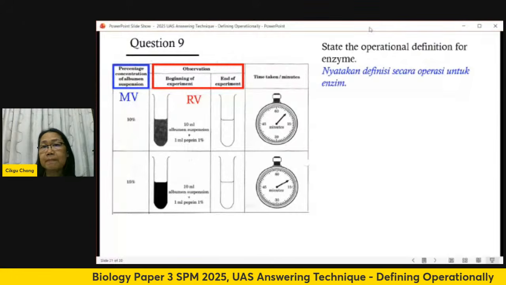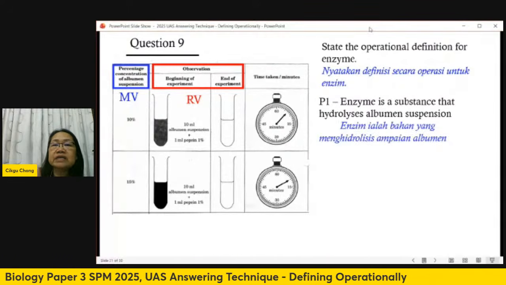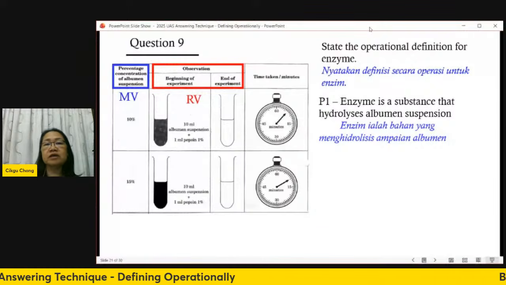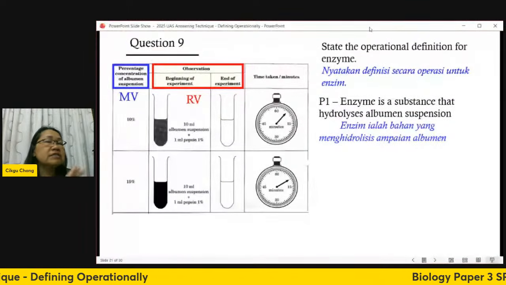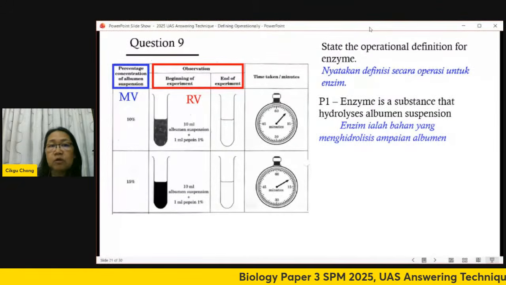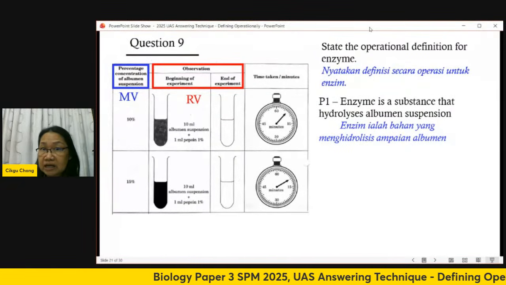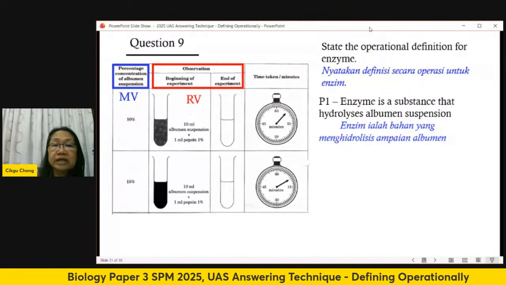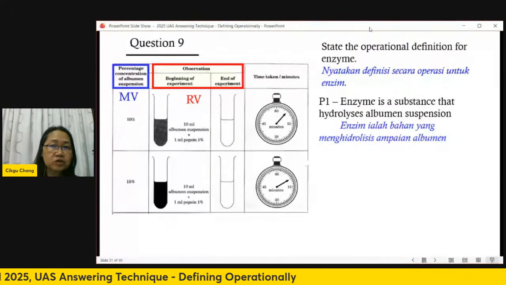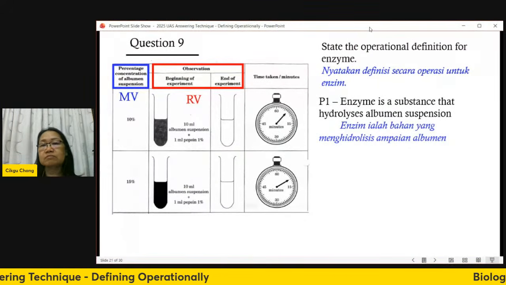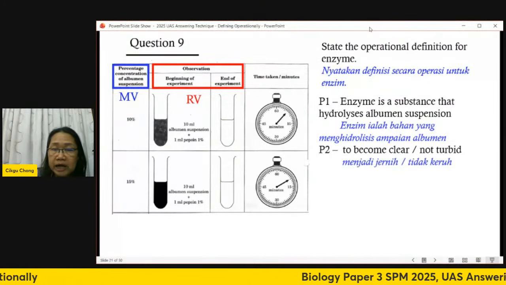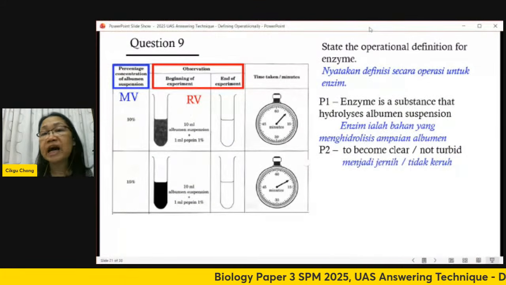Enzyme is a substance that hydrolyzes albumin suspension, because in this experiment you use albumin. You cannot say starch already. It's not applicable for another experiment, only for this one. So enzyme is a substance that can break down. You can say digest, you can say break down, you can say hydrolyze albumin suspension, because this is what you use.